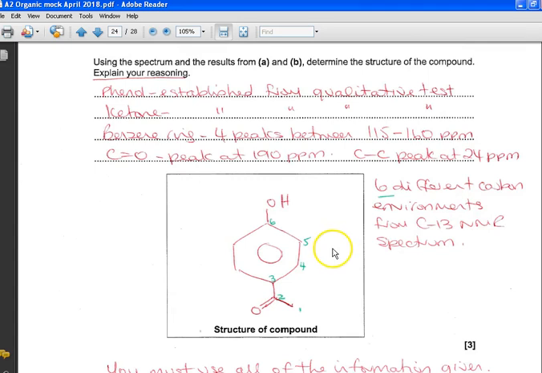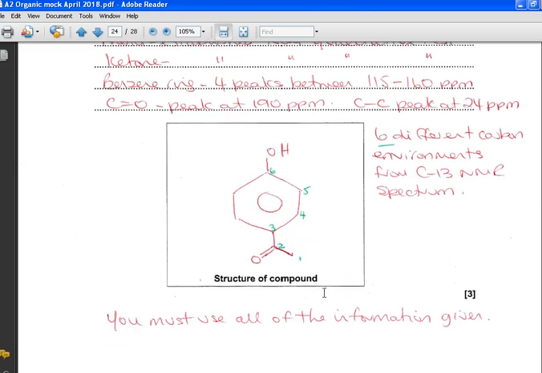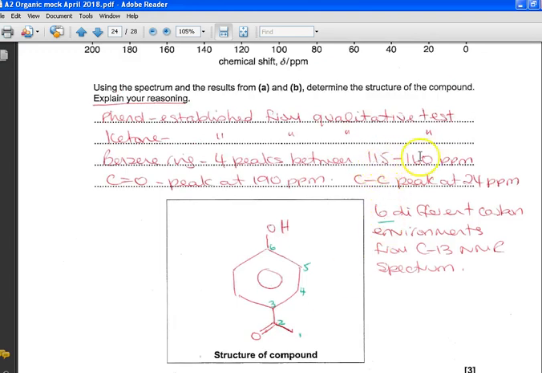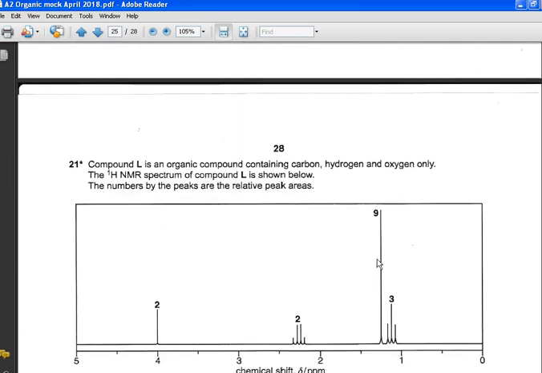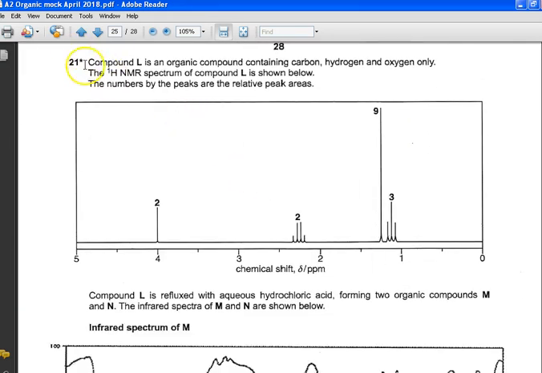6 different carbon environments, but I don't think anyone got the phenol, so I don't think anyone got the structure of this compound right. The crucial thing is use all the information given to you, and don't forget to quote values from the spectrum. And then finally, this has got your star here, so they're expecting a fluent, coherent answer, giving all the information in an ordered way.